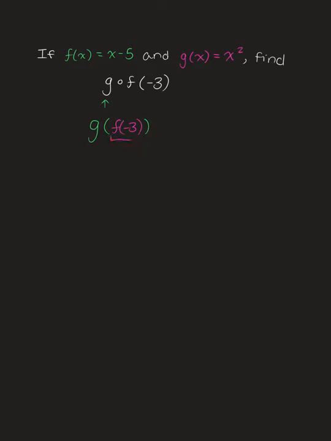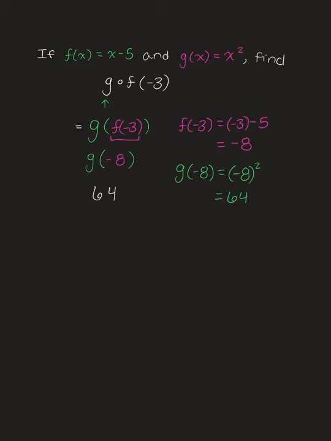First things first, evaluate f of negative 3. If I plug negative 3 into f of x, I get negative 3 minus 5, which gives you negative 8. Now that's what I plug into g. So now I would have g of negative 8. That would be negative 8 squared, which is a positive 64. So g of f of negative 3 is equal to 64.